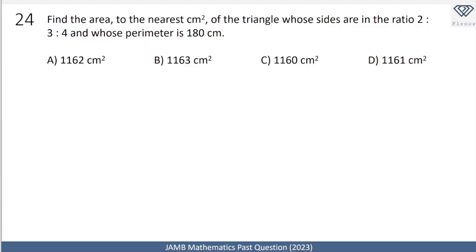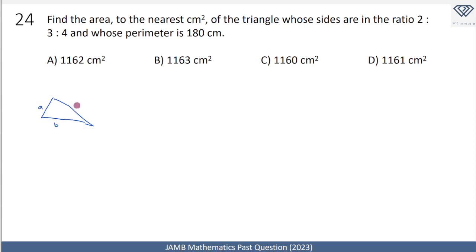Moving on to the next, we are told to find the area to the nearest centimeter square of a triangle whose sides are in the ratio 2, 3 and 4. So what does that mean? Imagine we have a triangle. A triangle is a shape with 3 sides. Now this is the triangle that we have, and let's call the sides A, B and C.